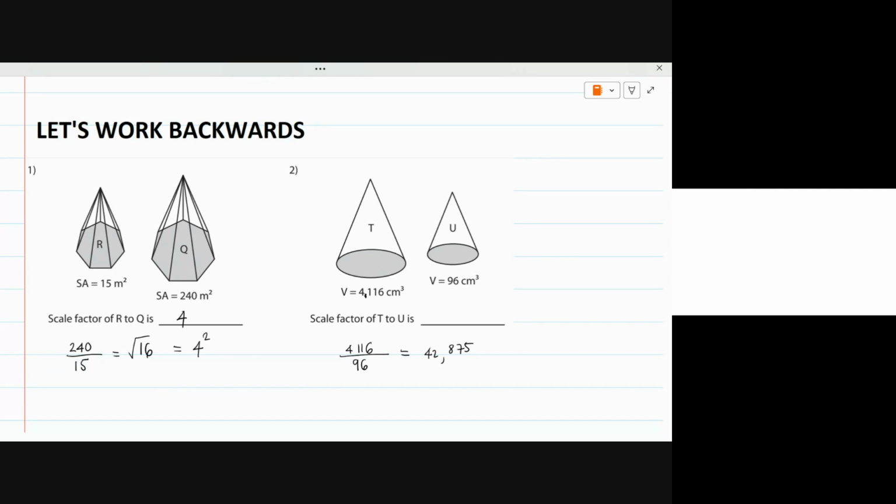42,875. Right. But remember, this is the cube. So we already know that we've taken our scale factor and we've cubed it. So what we need to do to find the actual scale factor is we need to cube root this answer. What answer do we get? 3,5. That's it. So the scale factor is 3,5. All right. Are we okay with this? Yes. Thumbs up, everyone. It's quite easy if we know what we're doing.